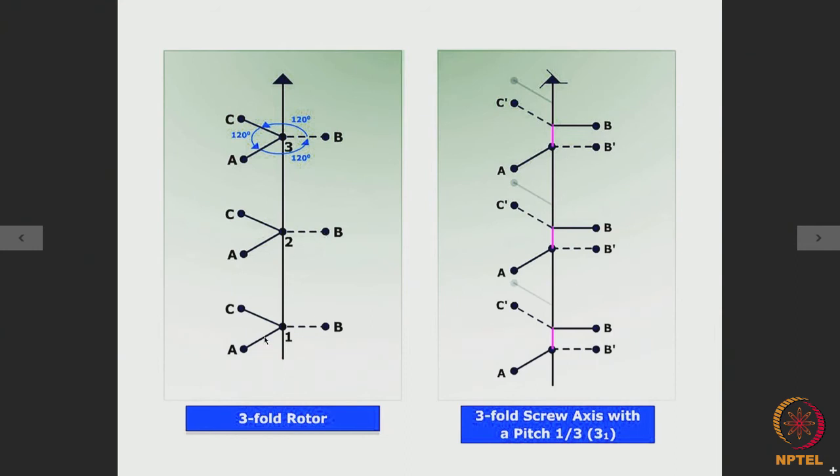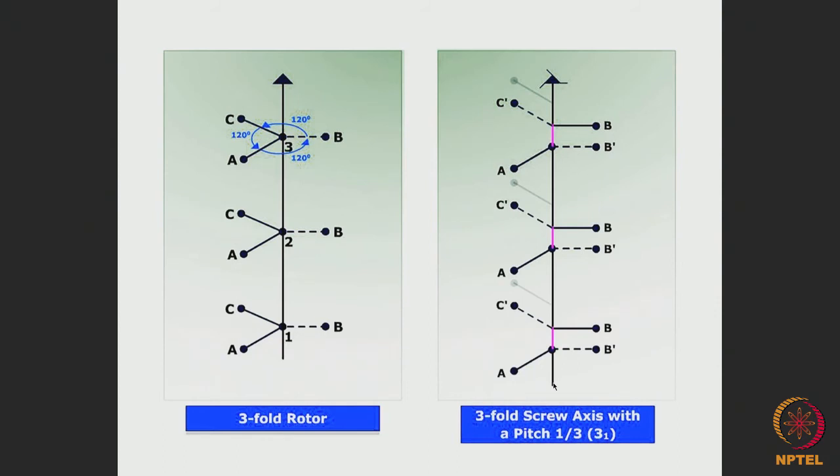Remember, the angle between the locations of A, B and C are at 120 degree apart. So, this is what will happen in case of all the three lattice points. Now, if instead we have got a three-fold screw axis, then what will happen? A screw axis rotates and at the same time translates along it. Let us suppose that we have got a three-fold screw axis with a pitch 1/3.